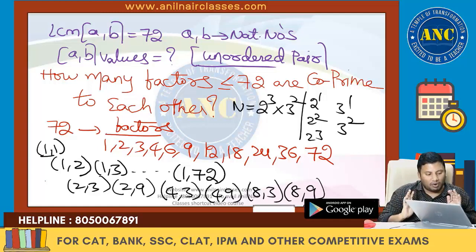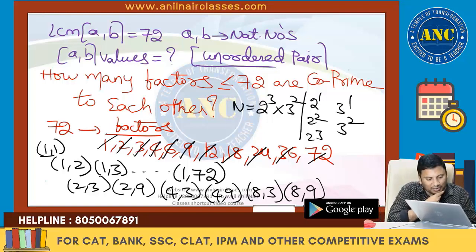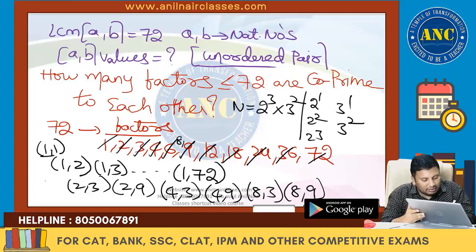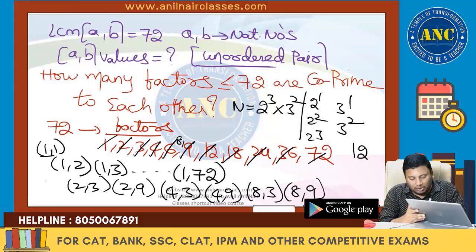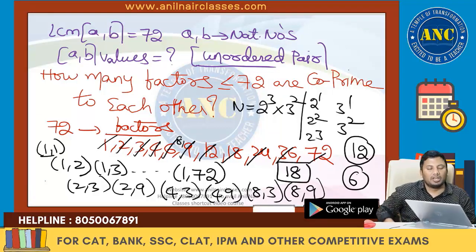Now see, what is the answer you got? 1 is coprime with every number. 1, 2, 3, 4, 5, 6, 7, 8, 9, 10, 11. One more is missing, which number? 8 is missing. So here we got 12 cases. Here we got 6 cases. The answer for the second question is 18.